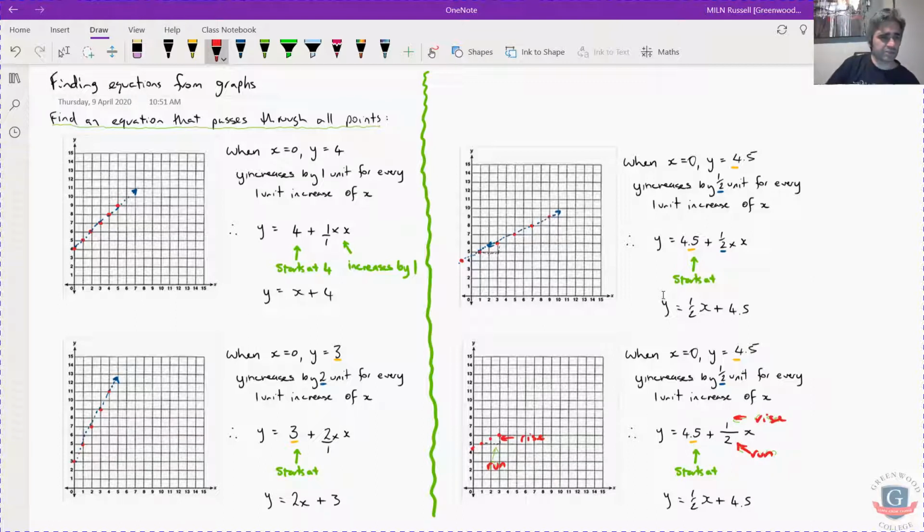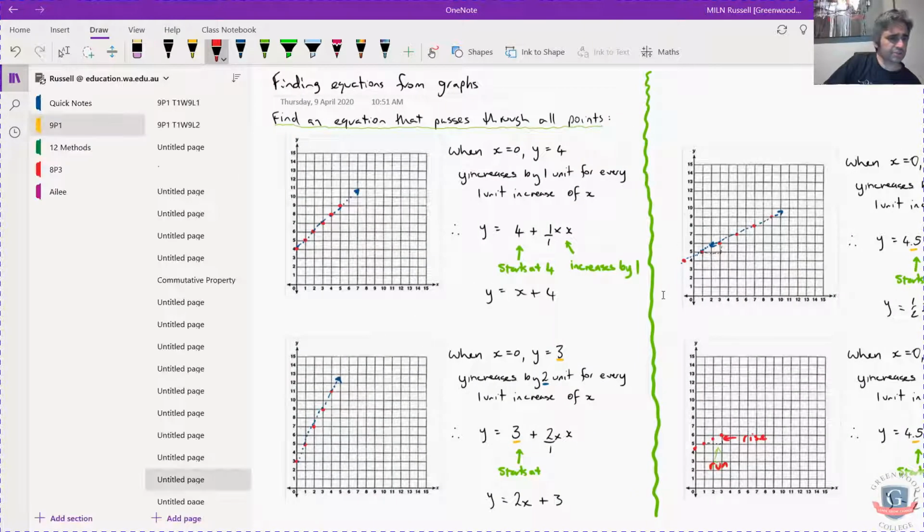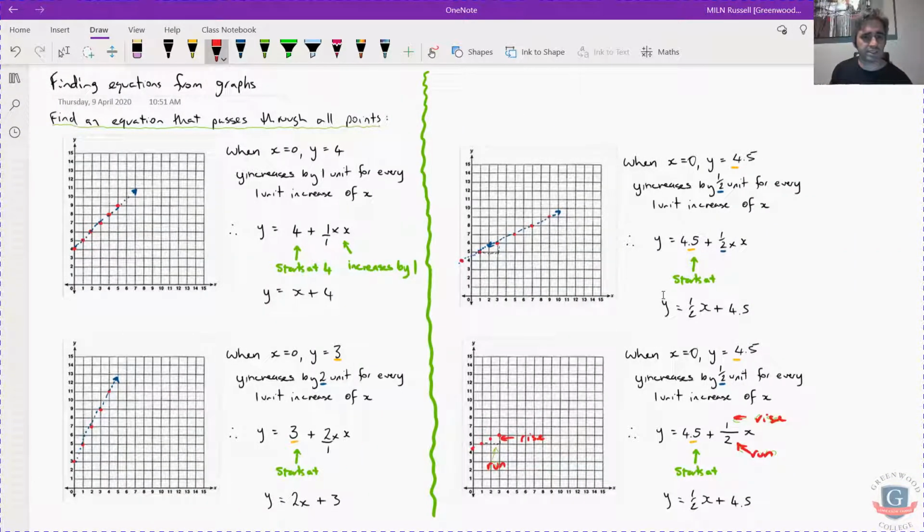Okay, I think that's as far as I'm going to take you in this. So after you've done that, you should be able to do exercise 11C.